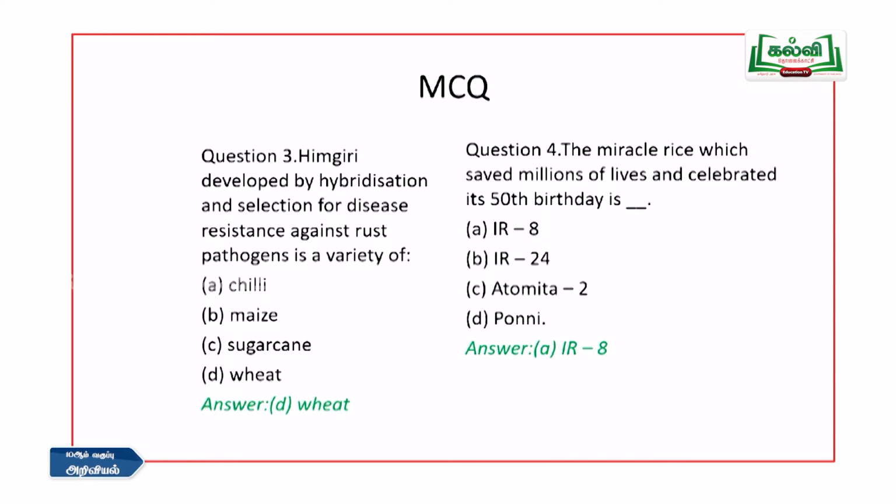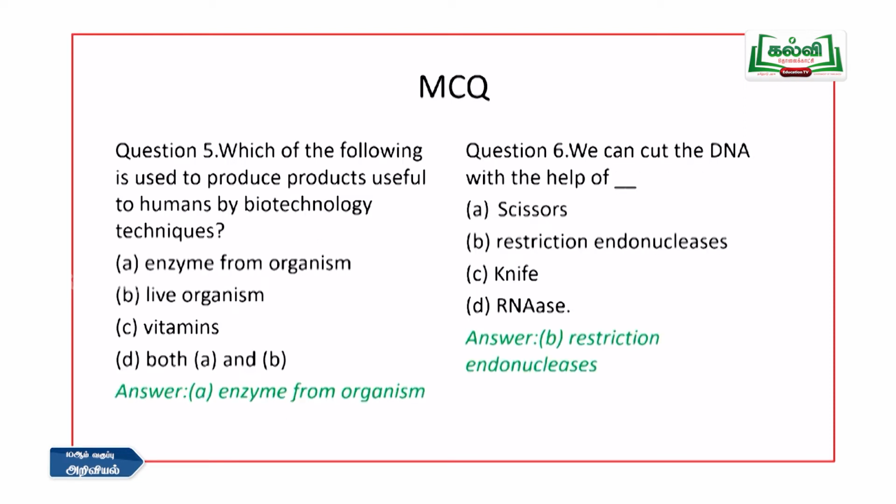Then question number 4. The miracle rice which saved millions of lives and celebrated its 50th birthday is: A. IR8, B. IR24, C. Atomita 2, D. Ponni. Here the correct answer is IR8. Then question number 5. Which of the following is used to produce products useful to humans by biotechnology technique? A. Enzyme from organism, B. Live organism, C. Vitamins, D. Both A and B. You select that the answer is A.